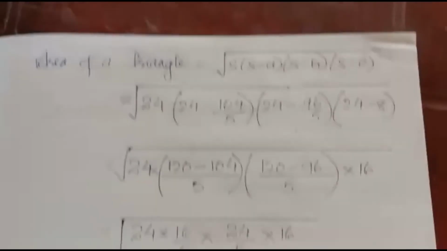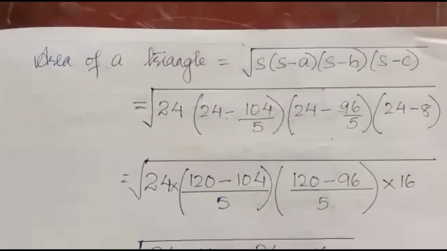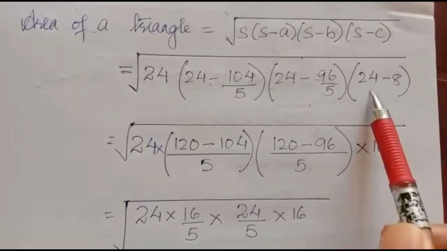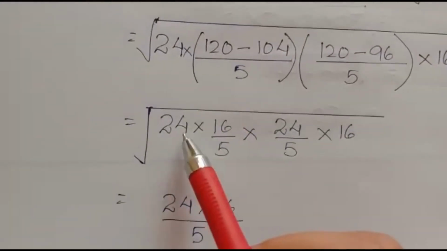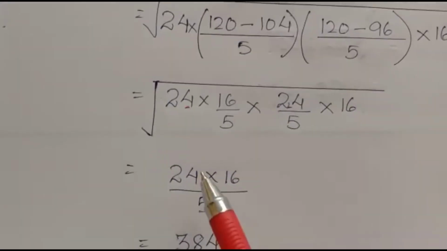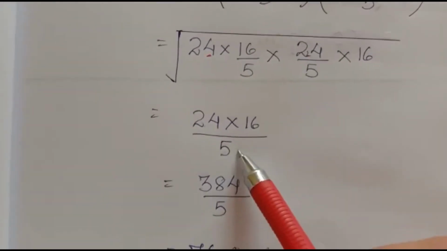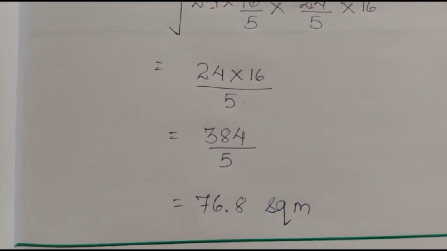Next is to find the area of the triangle. We have to use this formula because 3 sides are given. So when you use this formula here, you take the LCM, then you will get this line. After that, you multiply. See, we have 224, no? So a pair will come out, into 16, also we have a pair. Then 5 also we have a pair. So this is 384 by 5, which is 76.8 square meter.